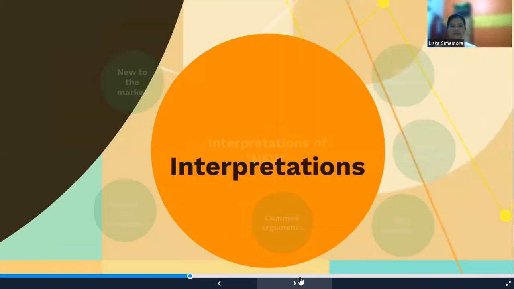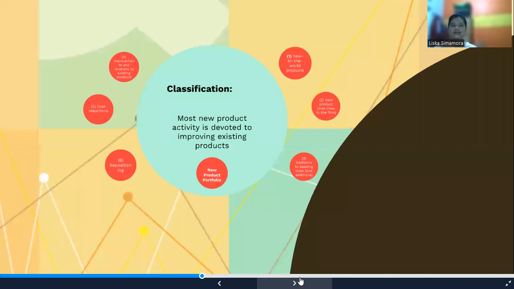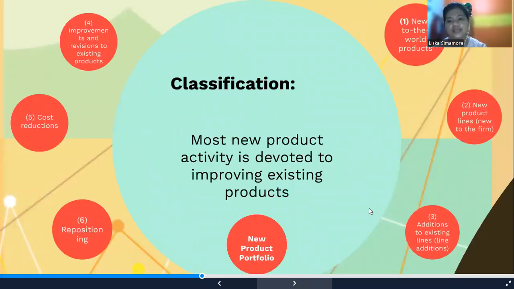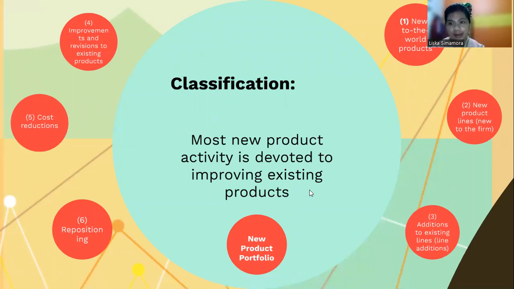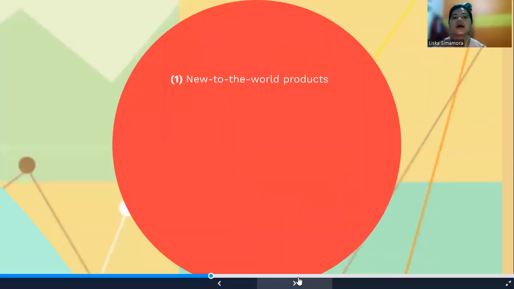And next, let's see the classification. Okay, most new product activity is devoted to improving existing products. So according to the technologies, this one may be correct or maybe wrong. Let's see. New to the world products. Okay, so this is the first classification, new to the world products.